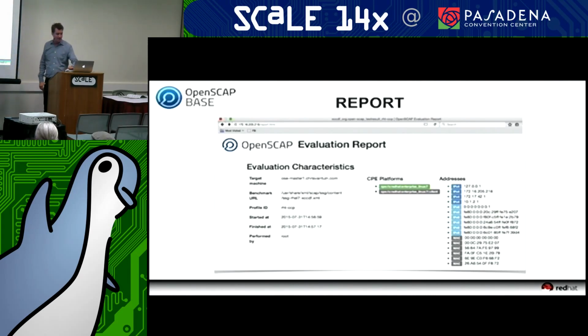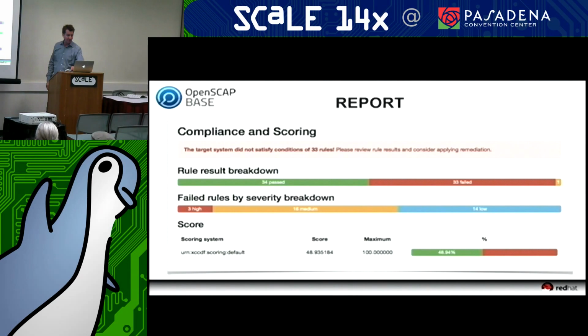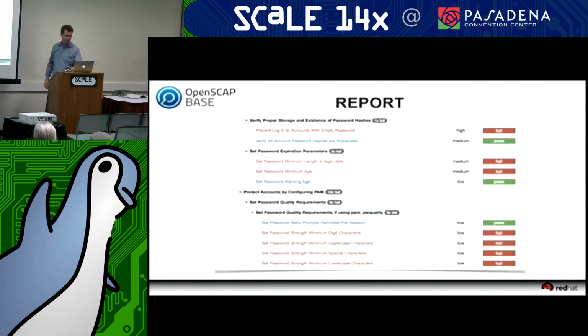It has some information about the particular hosts, but then you can see an overall compliance and scoring for this system. So here you can see 34 out of 68 checks passed. That's a lot of failures. And it also shows you the criticality. 3 high, 16 medium. So then I can drill down and see where those issues are. And then line by line, I can see the individual checks that are in the policy. Again, this policy is customizable.